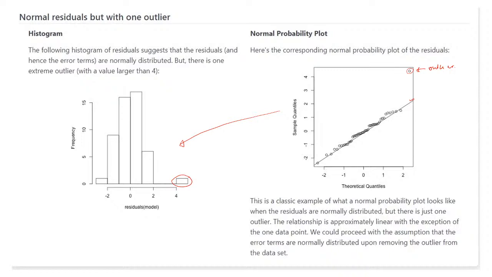So this is the indication of an outlier. You can also check from the normal probability plot of residuals whether there is an outlier present or not. So, can I go to the next slide?